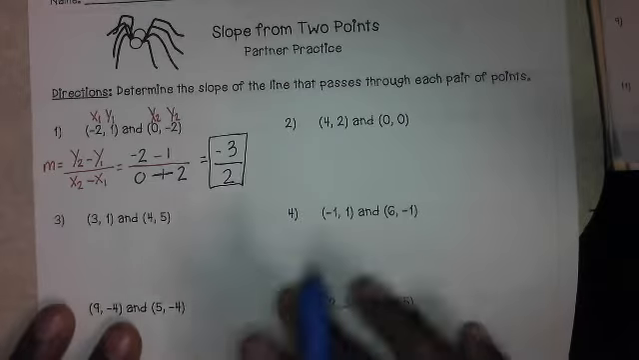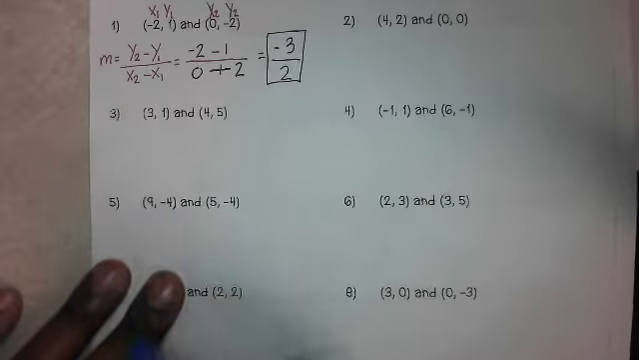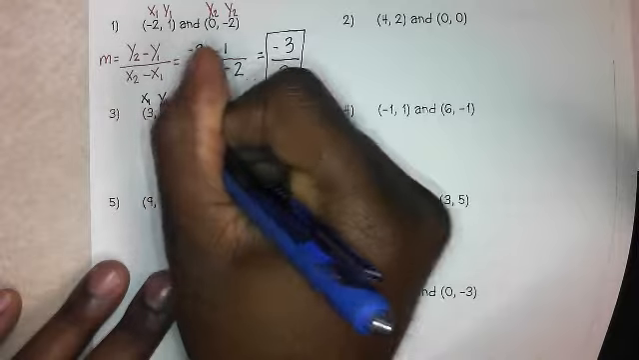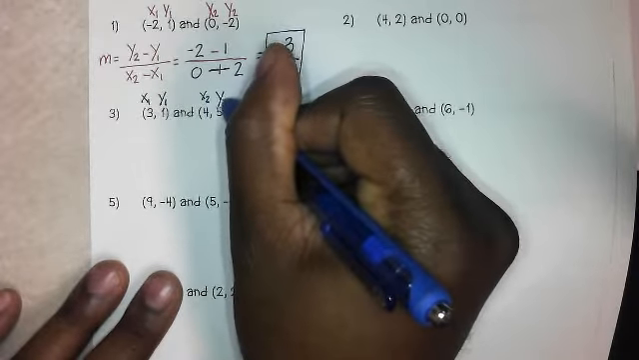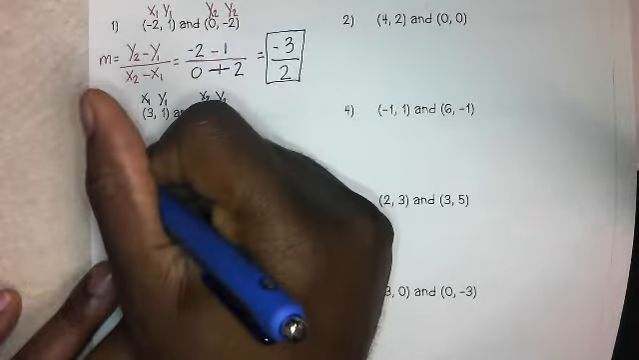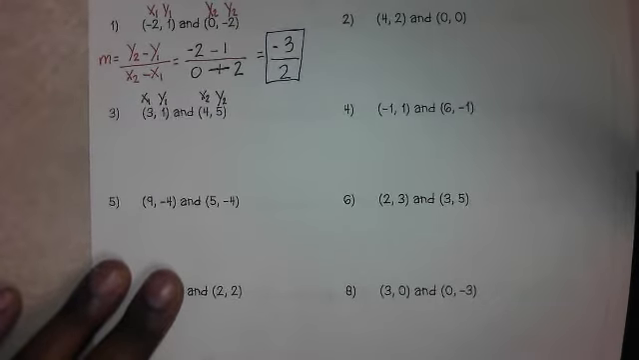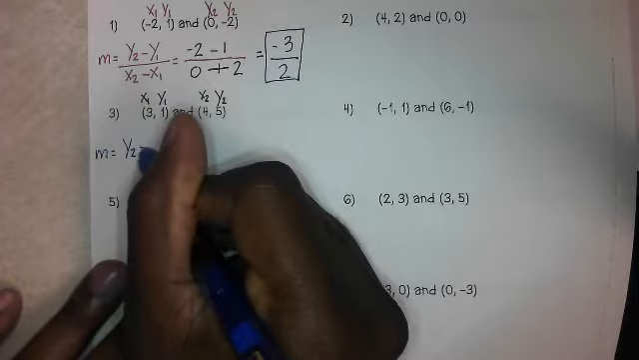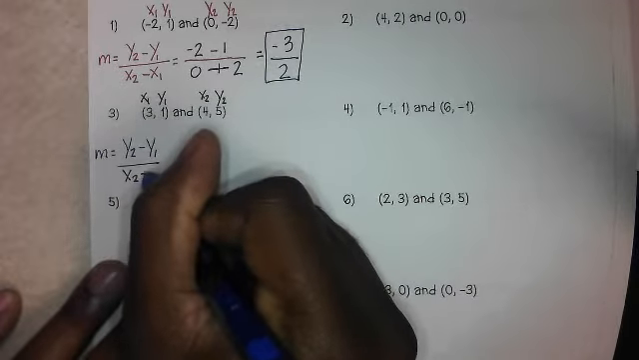Let's do this next one here, number 3. So I have my x1 and my y1 and my x2 and my y2. And I write out my formula. I want you to write it every time so you get used to writing it and you can memorize the formula. M equals y2 minus y1 over x2 minus x1.